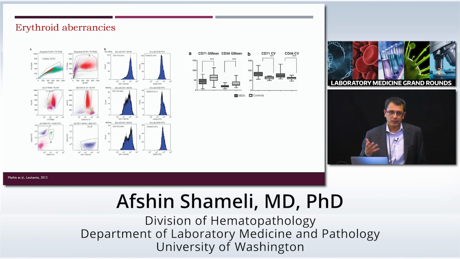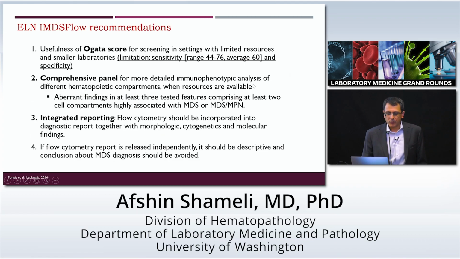There are also groups that looked at aberrancies in erythroid cells, and they showed that abnormalities in erythroids, such as decreased expression of CD71 or CD36, or increased coefficient of variation of these markers, are associated with MDS. There have been a lot of studies done by the International and European LeukemiaNet working group for MDS flow cytometry, and they published several recommendations.